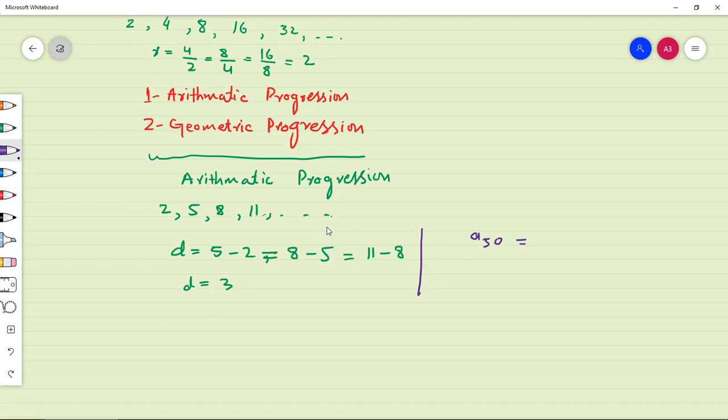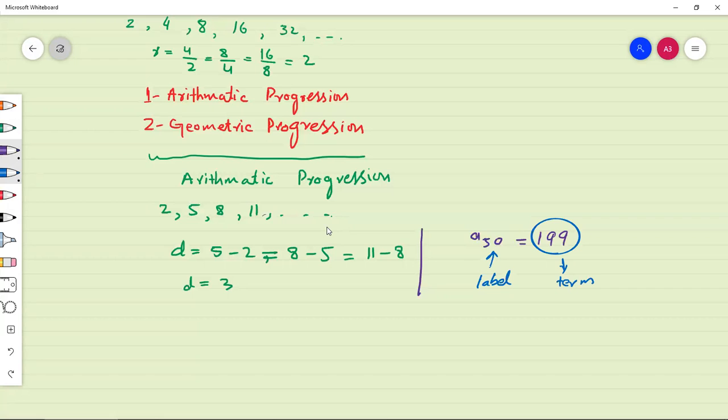For example, A1 is 2 and plus 49 into 3 is 147, so the 50th term is 149. I just write down directly 149 by calculating myself. So what is 50? That is actually the label of this term, or the position, or the number where this term exists. It means at the 50th number. While this is called the term itself, 149.